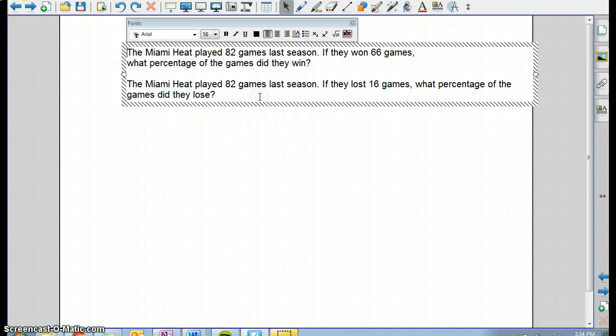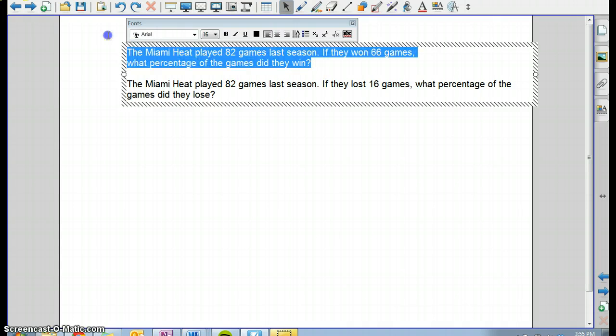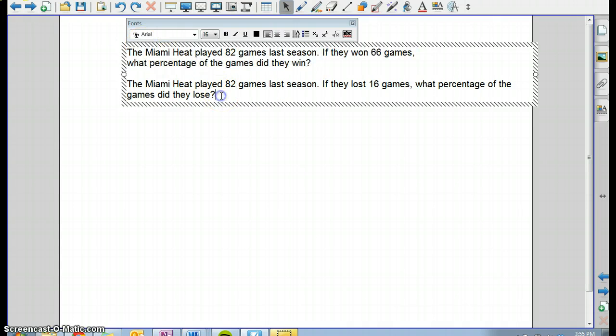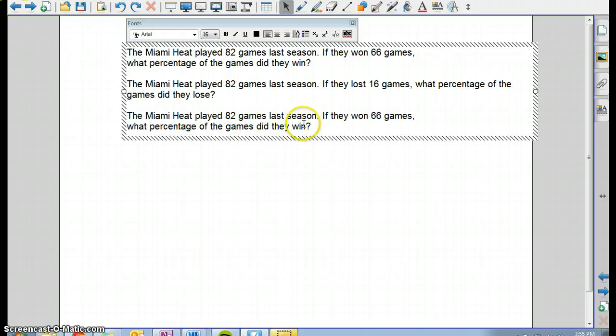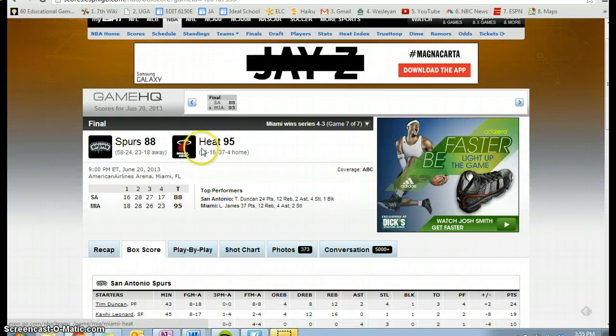Well, one way you could do that is by saying, if they won 66 games, what percentage did they lose? So I'm going to copy and paste this and put it down here. If I change this to be what percentage did they lose, the person's going to have to find what percent they won and then do a little subtraction. Okay, if you go back to the main page, what else do you notice?